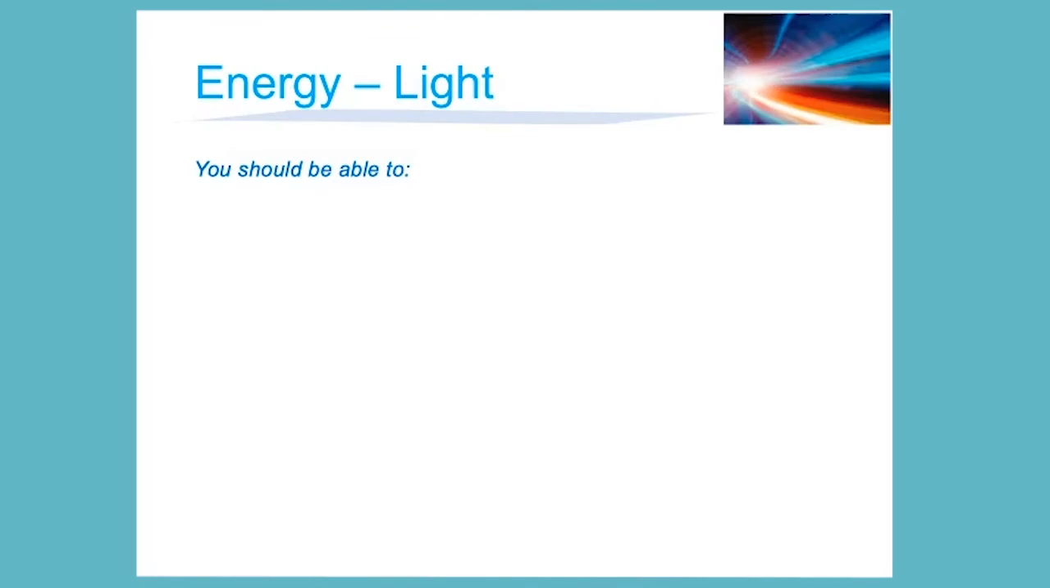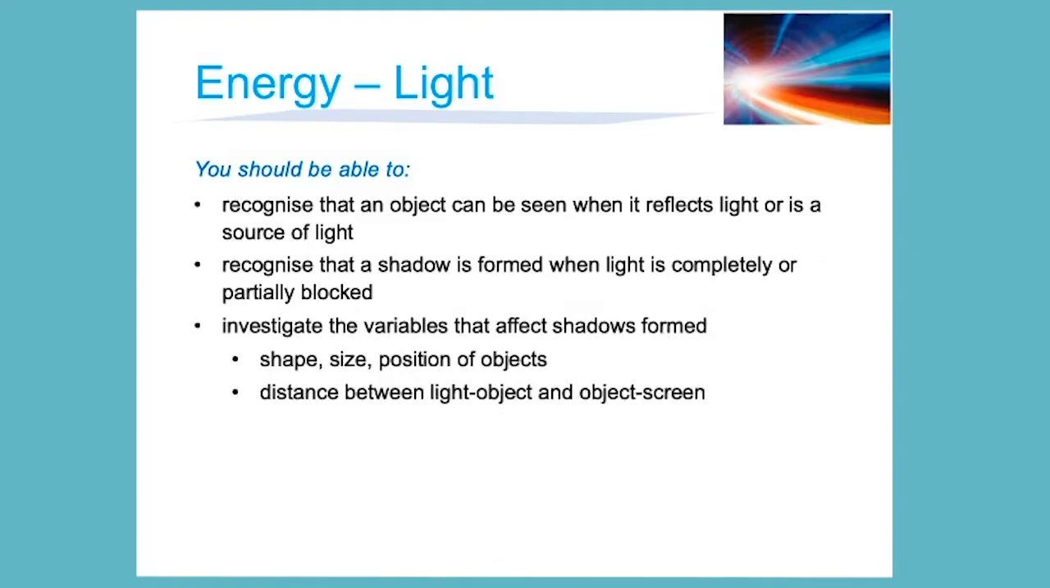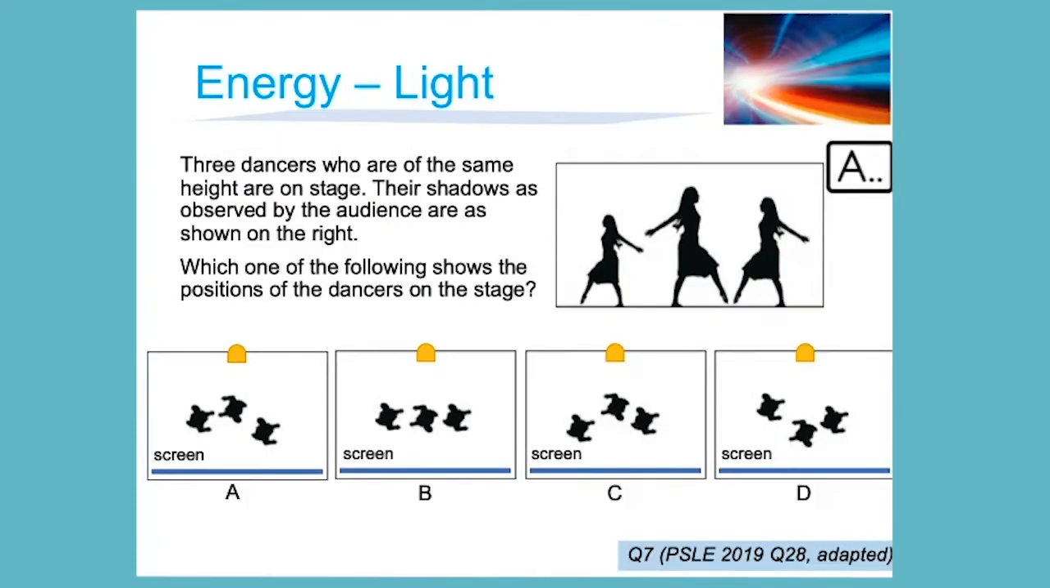Okay, now let's look at the next topic on light. For this, we need to recognize that an object can only be seen when it reflects light or itself emits light. And shadows are formed when there is partial or complete blockage of that light. We're also going to look at the variables that affect how shadows are formed in terms of the shape, the size, and the position of objects, and the distance between the light source and the object, or the object versus the screen. So this was the question that was asked.